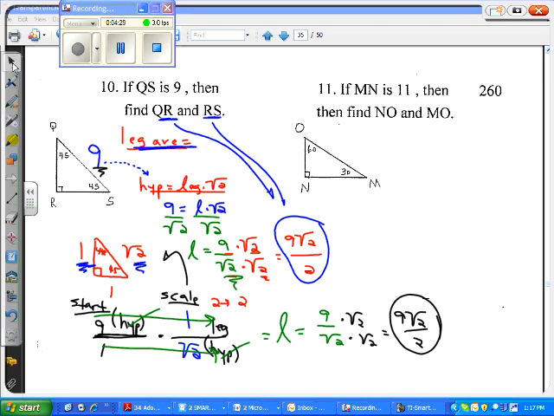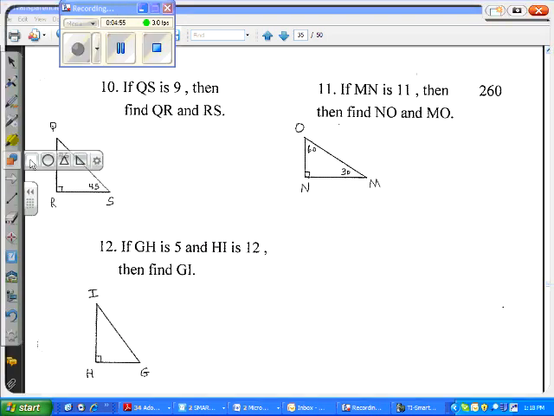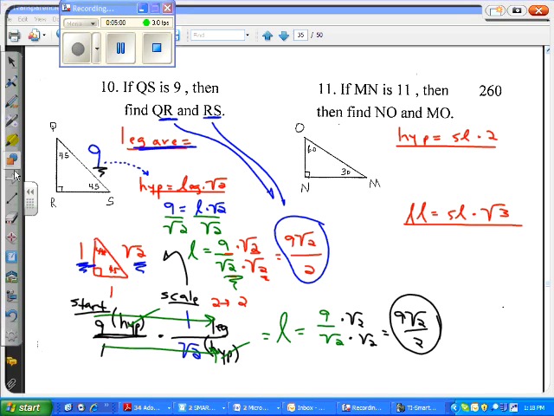Number 11 is a 30, 60, 90 triangle. As far as the formulas go, we have the length of the hypotenuse is equal to the length of the short leg times 2. And the length of the long leg is equal to the length of the short leg times the square root of 3. And then as far as the scaled down model goes, give me just a second to make this do correctly.